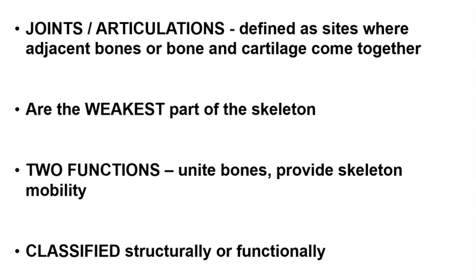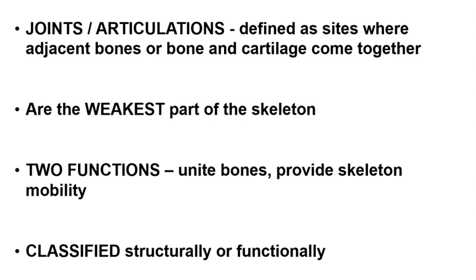The joints can be classified in two ways. The first is structurally, and the second is functionally. The structural classifications of joints categorize the joints by the type of materials that unites the bones. The functional classifications categorize the joints by the amount of movement that the joint is capable of producing. The structural classifications are much simpler than the functional classifications, so we will primarily focus on the structural classifications.